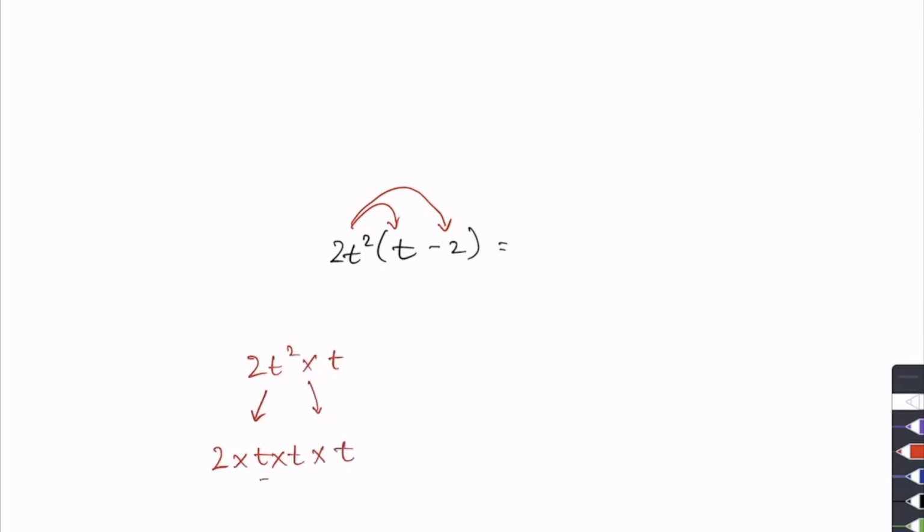So here we can see t times t times t, and we know that 3 times 3 times 3 is 3 cubed, or 4 times 4 times 4 is 4 cubed. So t times t times t is just t cubed. So it's going to be 2t cubed. And then 2t squared multiplied by minus 2. Positive times a negative is a negative. 2 times 2 is 4. And we've got our t squared there.